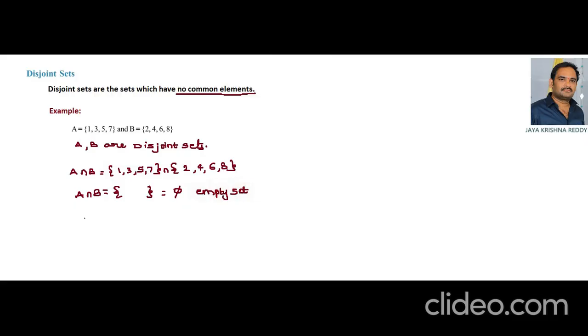Empty set. And what is the cardinal number of this intersection part? n of A intersection B means number of elements of this intersection A intersection B. It has no element, so its cardinal number is nothing but 0. So the intersection of disjoint sets is an empty set and its cardinal number is nothing but 0.